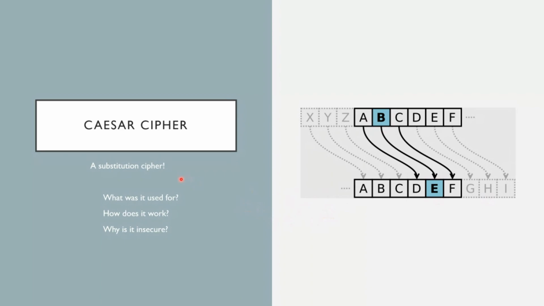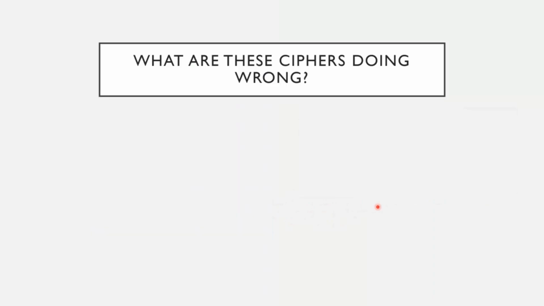Okay. So why is it insecure? Yeah, because there's only 26 shifts you can do for the cipher alphabet. So what are these ciphers doing wrong? Do you guys have any guesses? Like, why are these ciphers so insecure? Yeah, low effort to break, but why are they so easy to break?